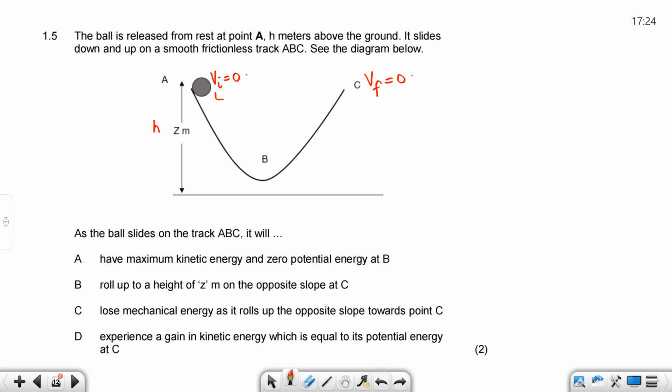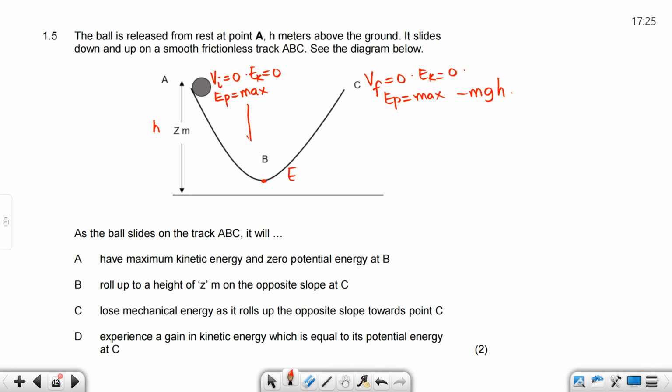Potential energy here. Kinetic energy is also equal to what? 0, because it is half mv squared. Kinetic energy is also equal to 0 there. Are we okay? But here, potential energy is maximum. Do you know why potential energy is maximum? Because it is mgh. It's at maximum height.